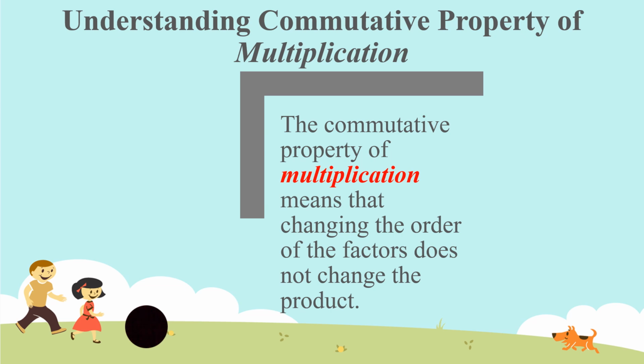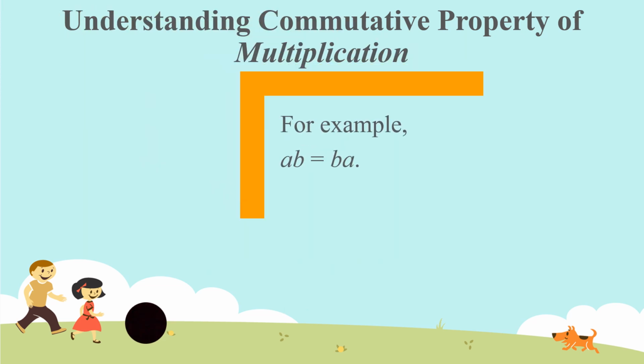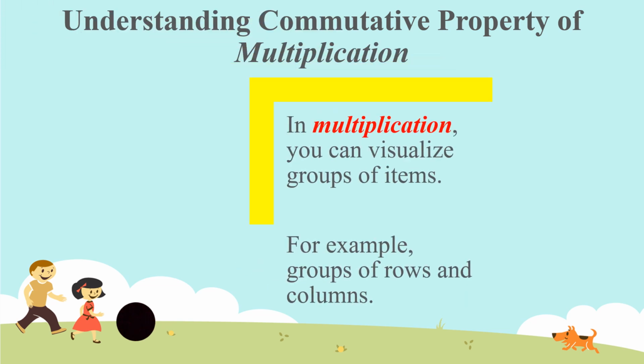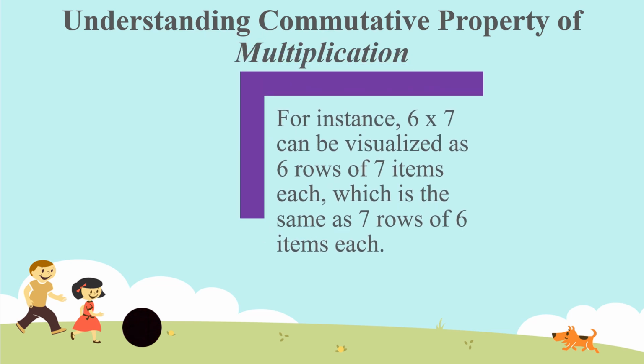The commutative property of multiplication means that changing the order of the factors does not change the product. For example, A times B equals B times A. In multiplication, you can visualize groups of items, for example, groups of rows and columns. For instance, 6 times 7 can be visualized as 6 rows of 7 items each, which is the same as 7 rows of 6 items each.